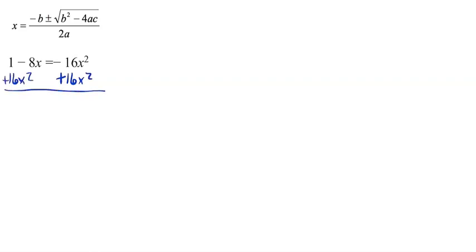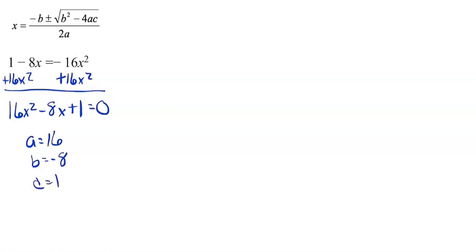So I'm going to add it to both sides. So I now have 16x squared. Now, remember, we're trying to get to standard form, so I'm going to write subtract 8x before I have the plus 1, just so that I'm in standard form. I'm going to go ahead and find my a, which is 16. My b looks like negative 8, and my c is 1.